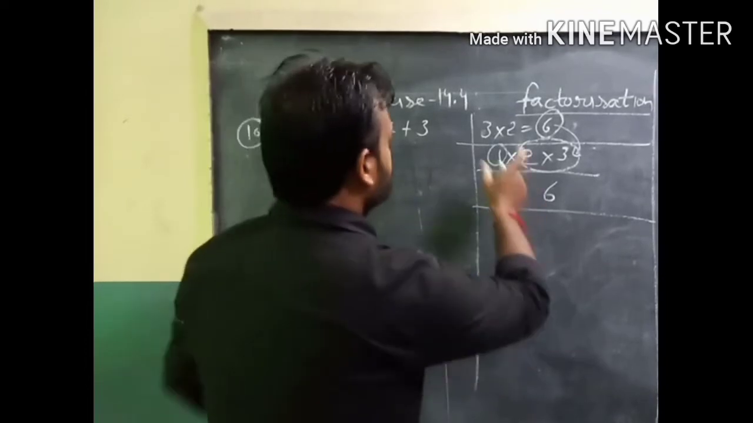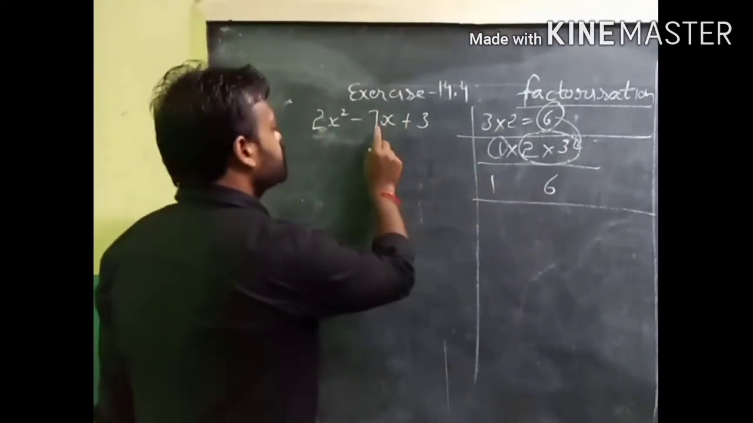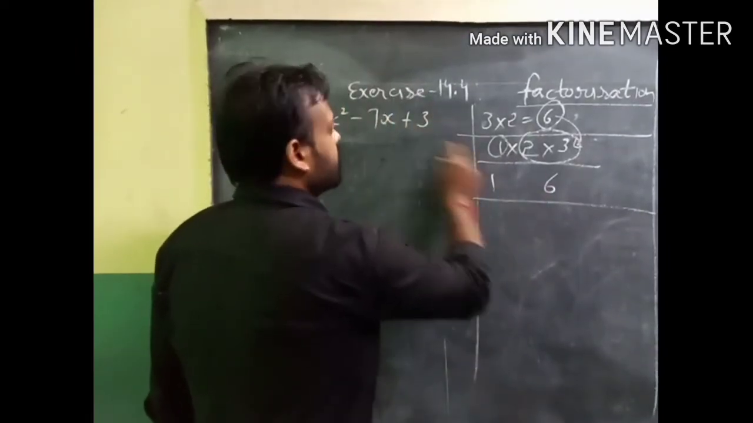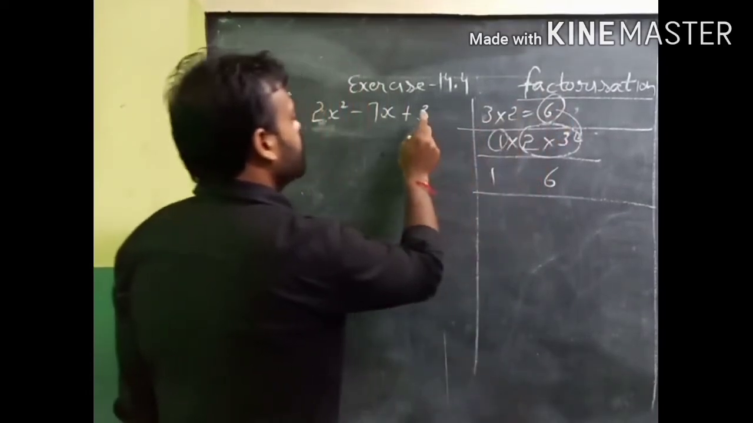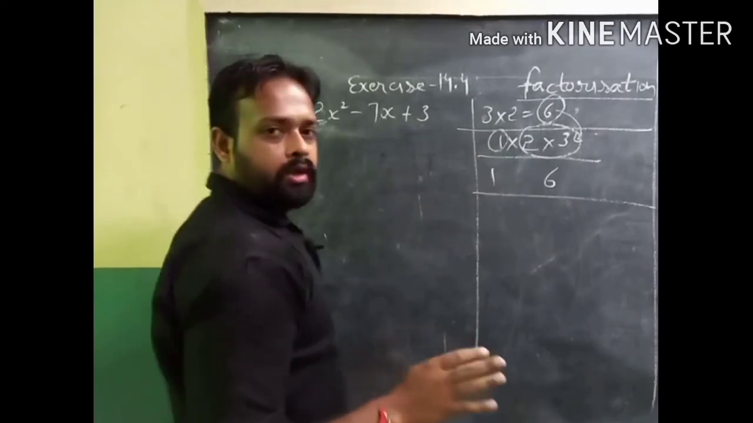This time we have to see that the sum of these two terms should be equal to 7, and the multiplication of these two terms should not equal 3, it should be equal to 6. And how are we getting this 6? By multiplying this 3 with 2. So I hope this is clear to you.